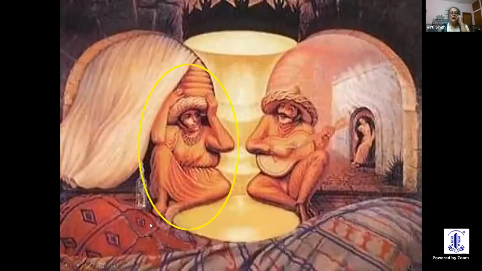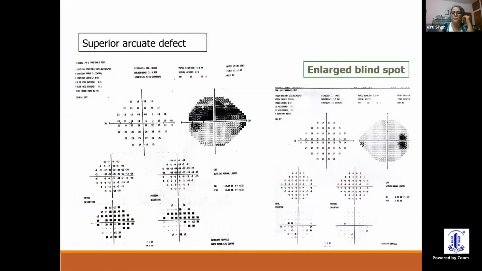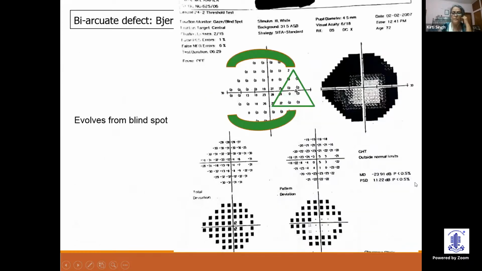Okay. Briefly, in the next 3-4 slides, I'll be showing you some classical patterns. Visual field in glaucoma is a story of patterns. This is a superior arcuate defect. Okay, right? This is an enlarged blind spot. Both are pretty much seen in glaucoma. This can be seen in other conditions too. This is a biarcuate defect. It evolves from the blind spot. Please remember, this is the triangle, which was the blind spot, and it evolves from the blind spot. This is also known as the Jerem scotoma.